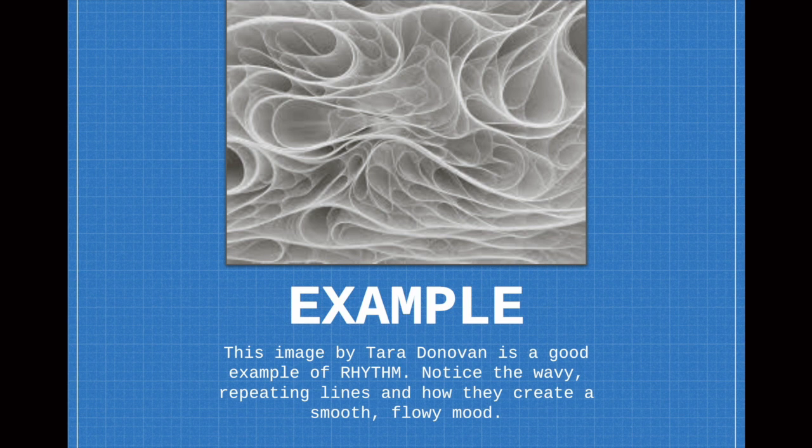The example we found is this sculpture by Tara Donovan. It's a good example because you can notice the wavy repeating lines and how these wavy repeated lines create this sense of a smooth or flowy mood.